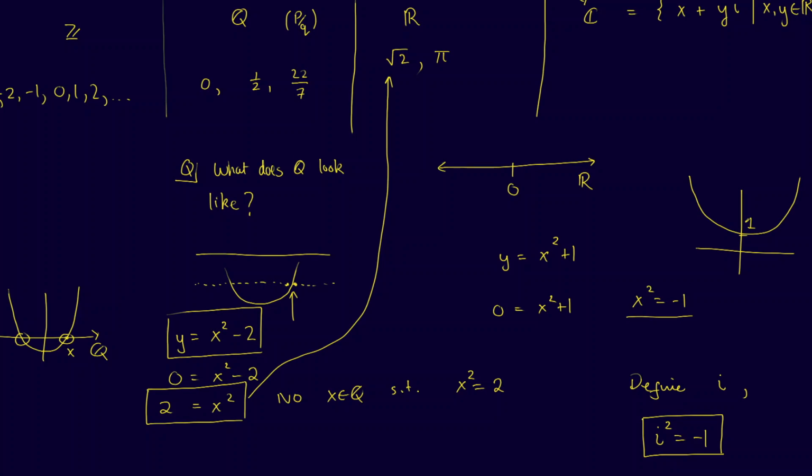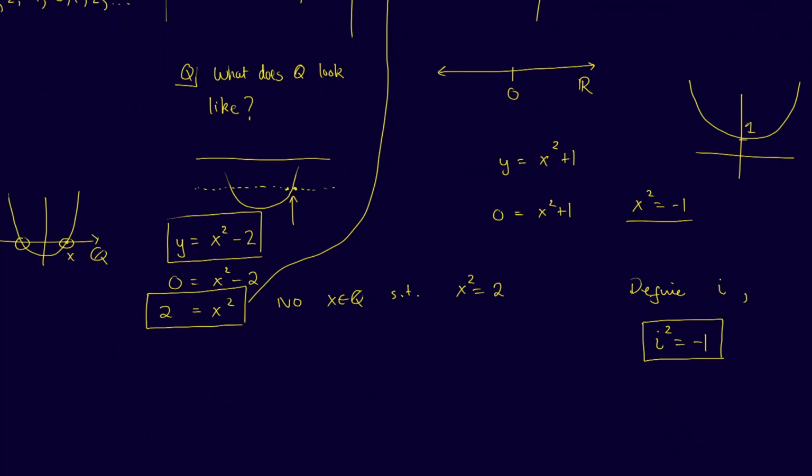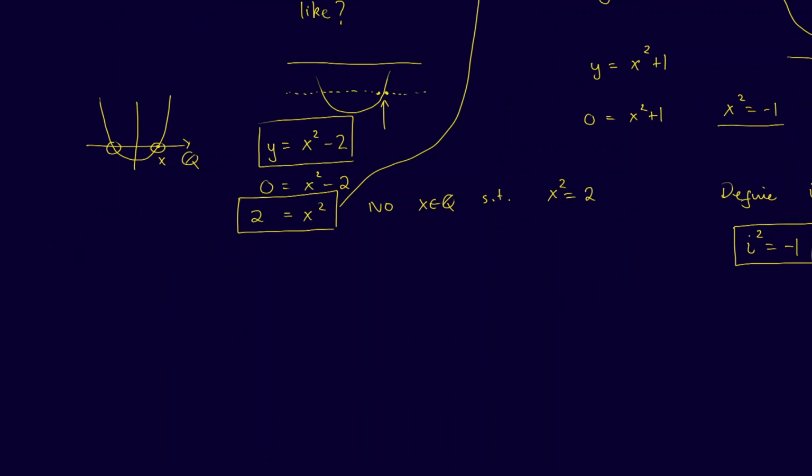So I told you that i is just as real as any other number. So let's try and understand, well, if it's real, then what kind of number is it? What properties does it have? And how could we construct it? The important thing is that i can also be defined as the square root of -1.